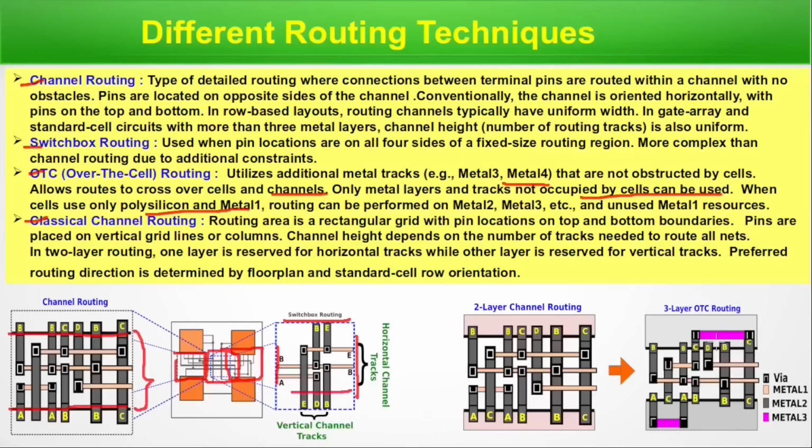Metal 3 layer is used for this purpose. And in classical channel routing, the area is a rectangular grid with pin locations on top and bottom boundaries. Pins are placed on vertical grid lines or columns. Channel height depends on the number of tracks needed to route all nets. In 2-layer routing, 1 layer is reserved for horizontal tracks, while the other layer is reserved for vertical tracks. Preferred routing direction is determined by floor plan and standard cell row orientation. That is classical channel routing. So these are routing techniques. We are done with this slide, and we will move to the next slide.